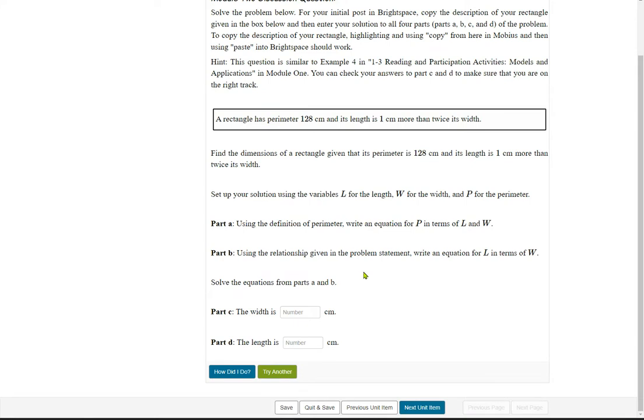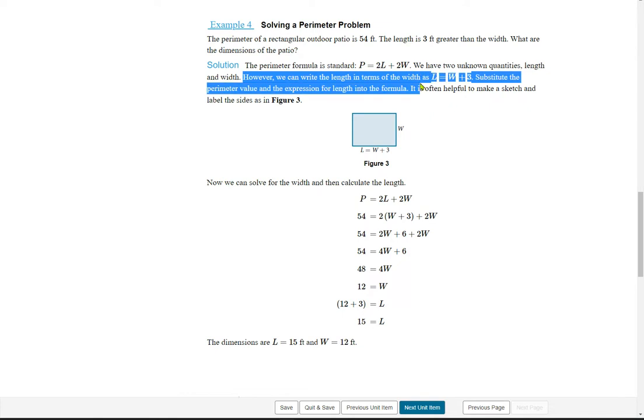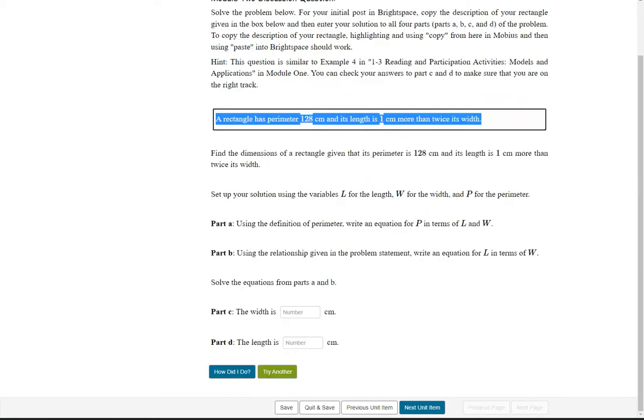And then part B, use the relationship given in the problem statement. Here's the problem statement right there. To write an equation for L in terms of W. And in their example, L in terms of W, however, we can write the length in terms of the width as, and that's how they did theirs. The length is 3 feet greater than the width. Okay? So hint, hint, hint. You must apply it to your word problem.